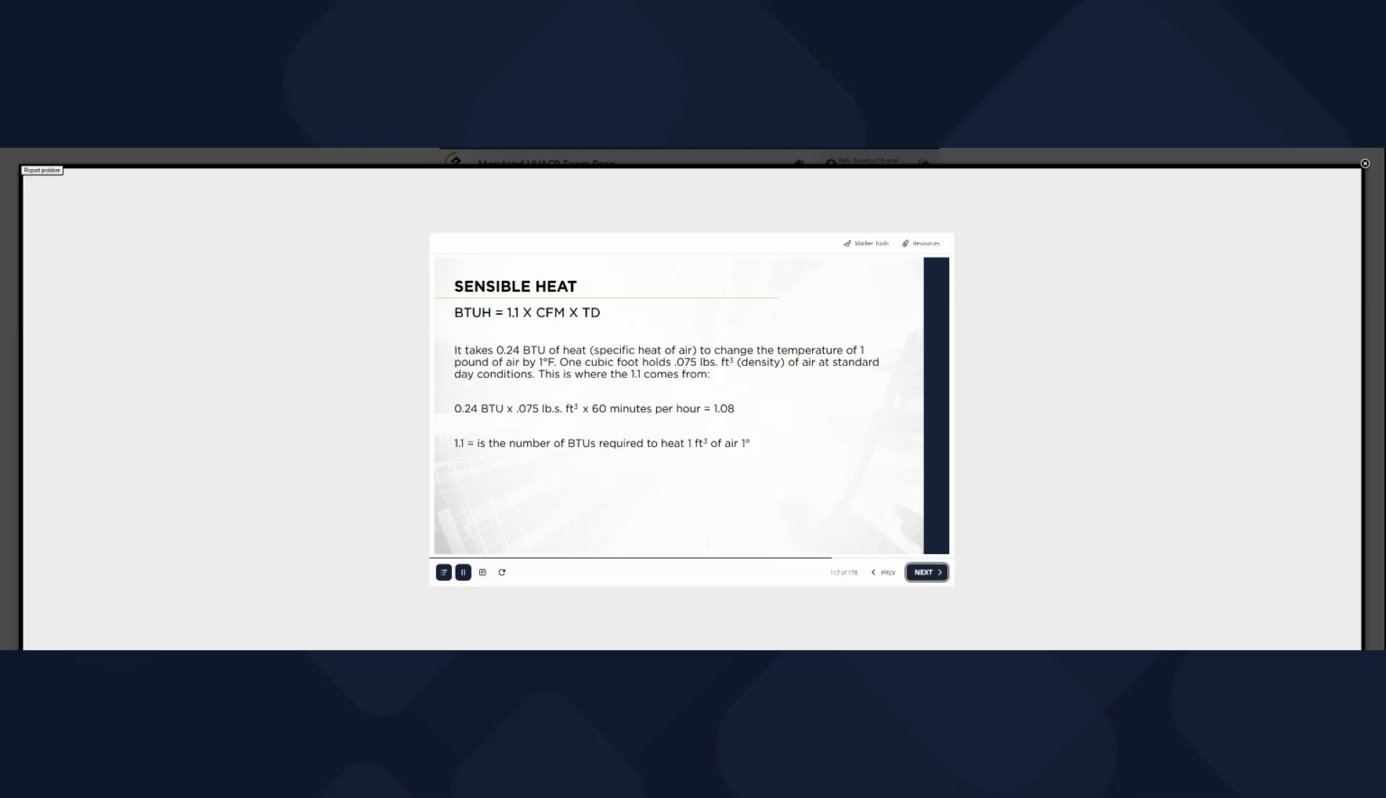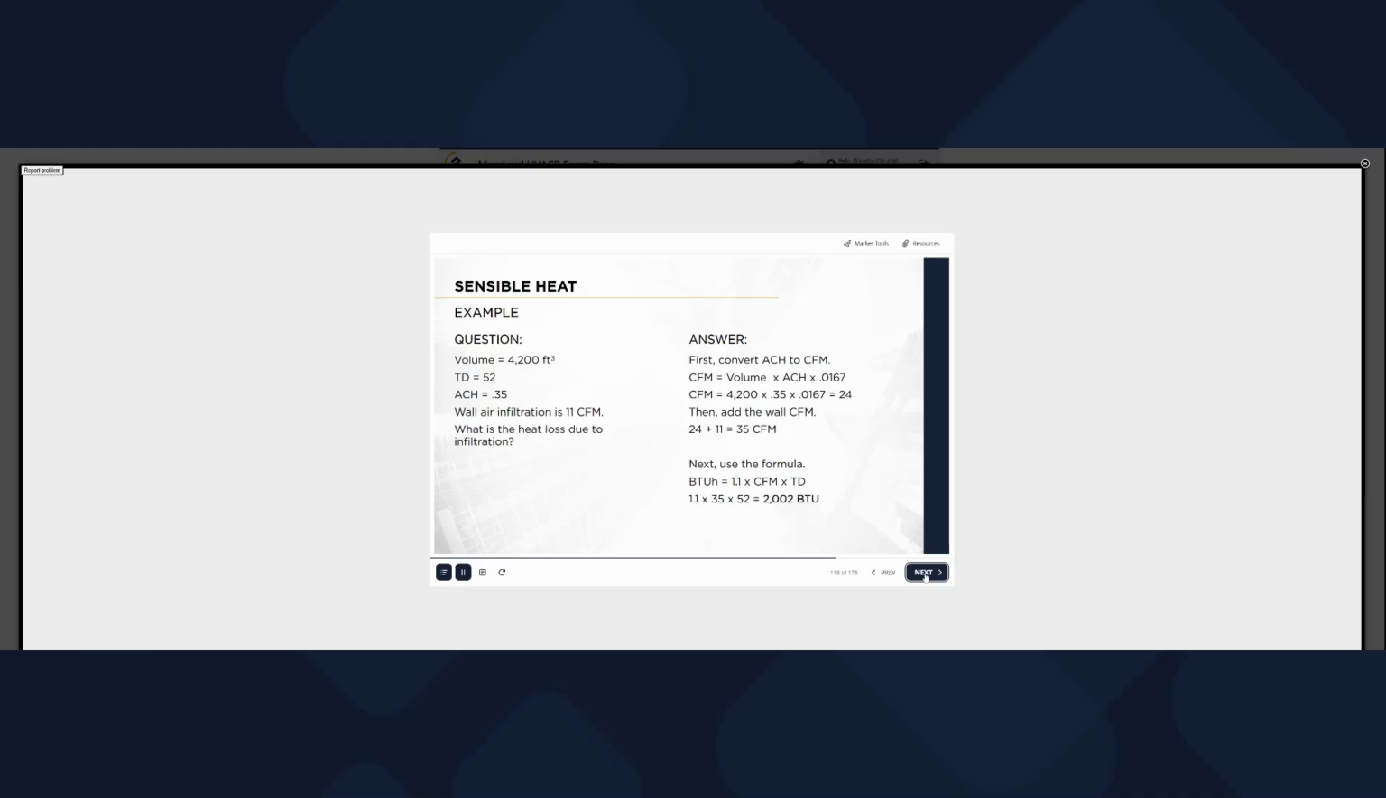It takes 0.24 BTU of heat, the specific heat of air, to change the temperature of 1 pound of air by 1 degree Fahrenheit. 1 cubic foot holds 0.075 pounds, the density of air at standard day conditions. This is where the 1.1 comes from. 0.24 BTU times 0.075 pounds per cubic foot times 60 minutes per hour equals 1.08. After rounding up, 1.1 is the number of BTUs required to heat 1 cubic foot of air 1 degree.